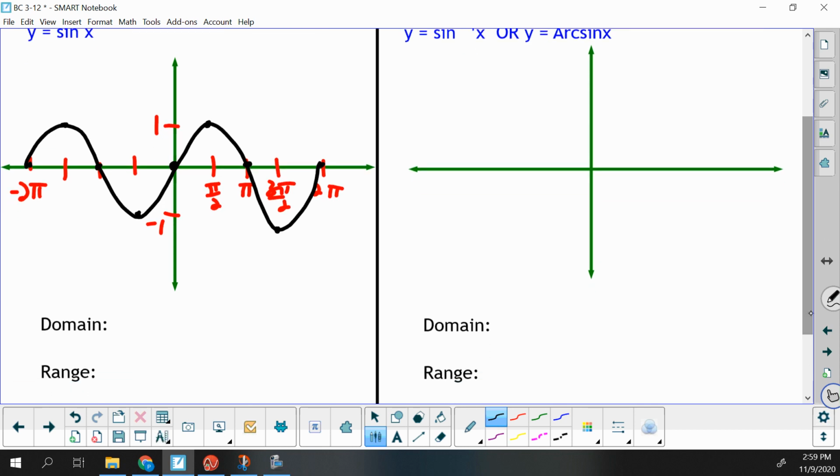So the domain and range, really we could have kept going forever left and forever right. So the domain is all real numbers. The range, we are from negative 1 to 1 inclusive. So you could have also written that as negative 1 less than or equal to y, less than or equal to 1.